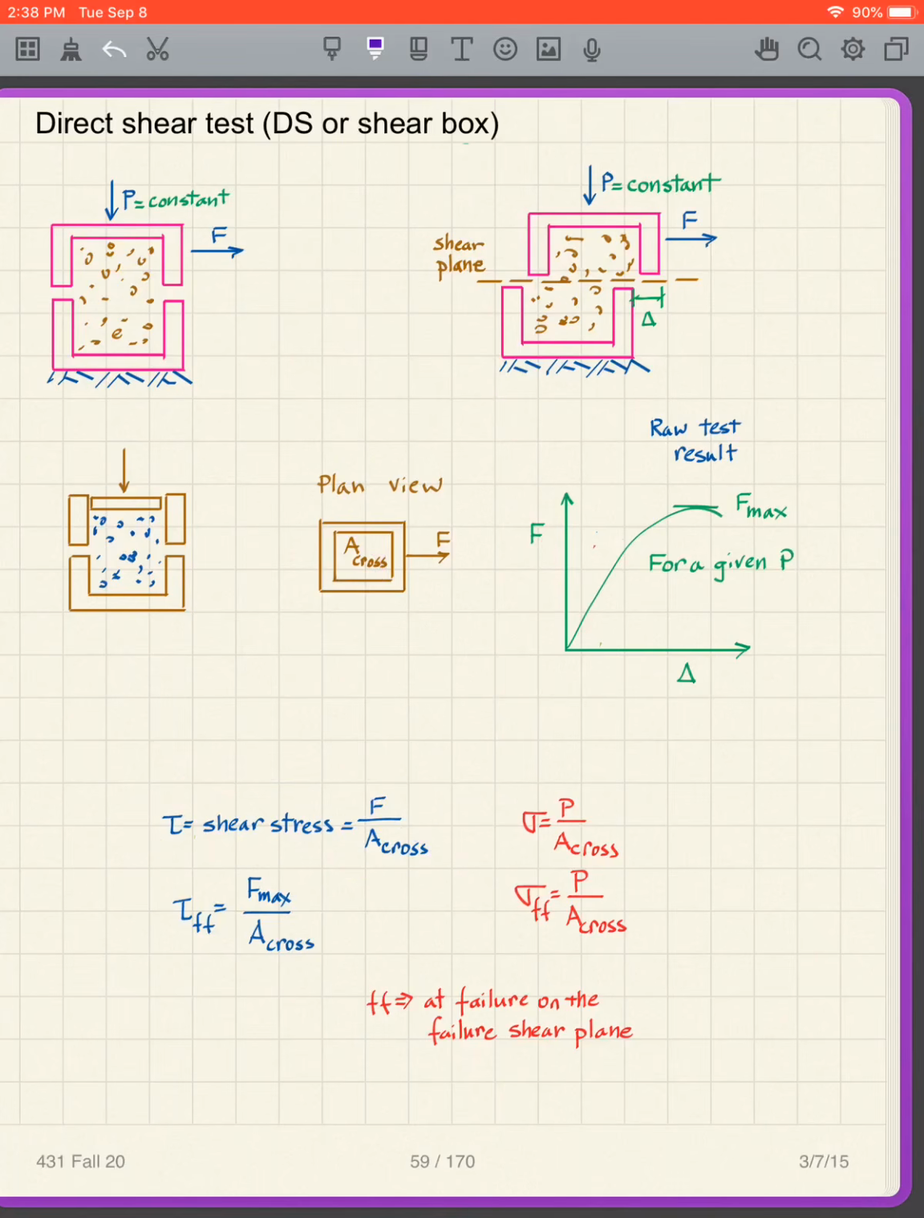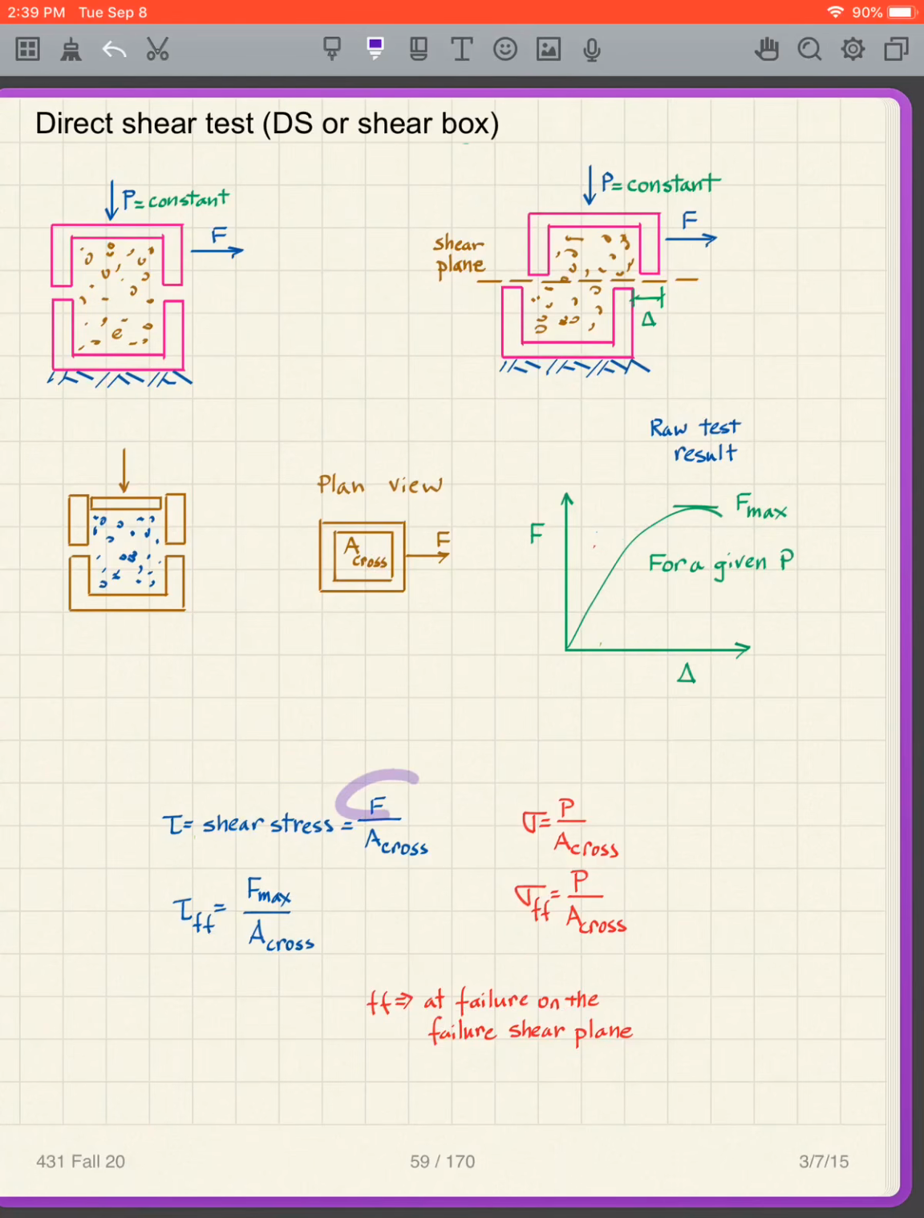We're going to call it tau FF, where FF means at failure on the failure shear plane. So the FF, again, is at failure on the failure plane. At failure on the failure plane. So here's my failure plane. This is at failure. We're at the peak there. We're going to use the peak.